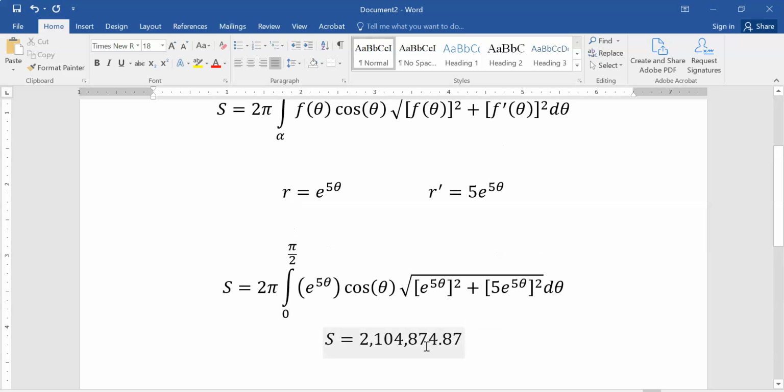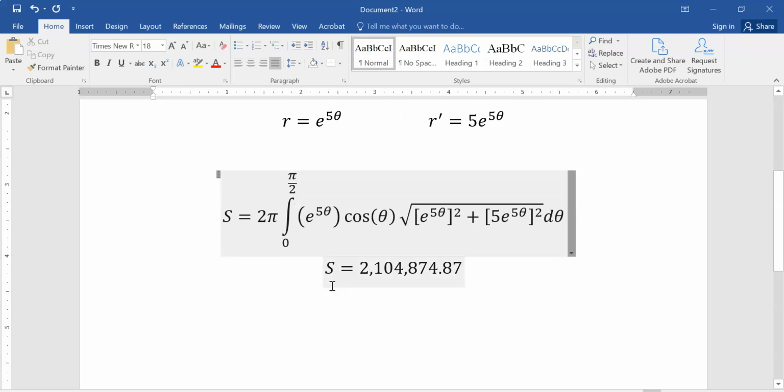By the way, this is such a gigantic number because if you actually graph this from 0 to pi over 2, you get a gigantic curve because of the increase. This is, again, exponential growth. So there you go. That is how to calculate surface area with polar coordinates.